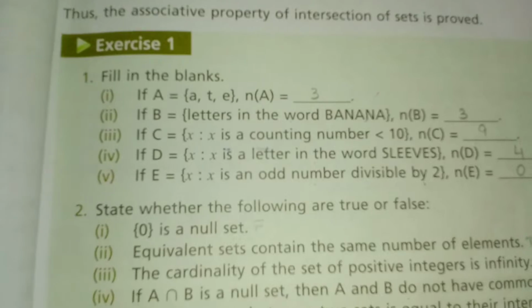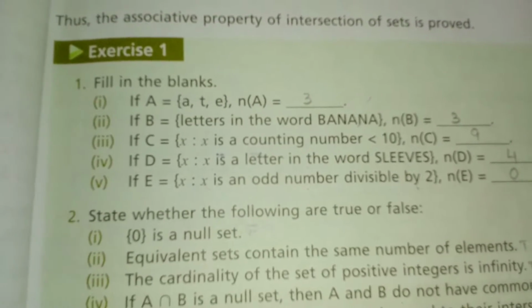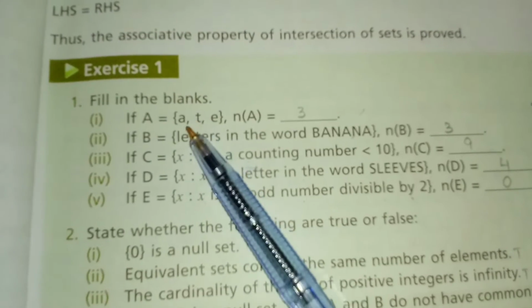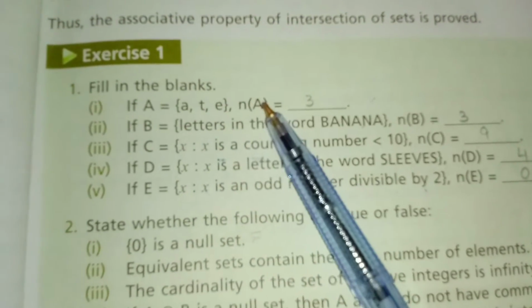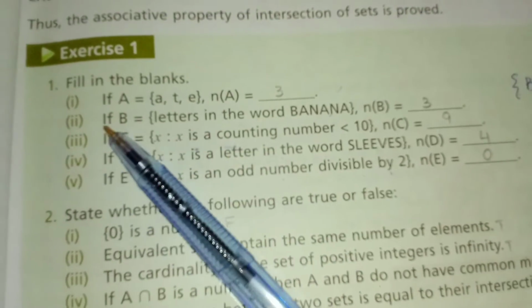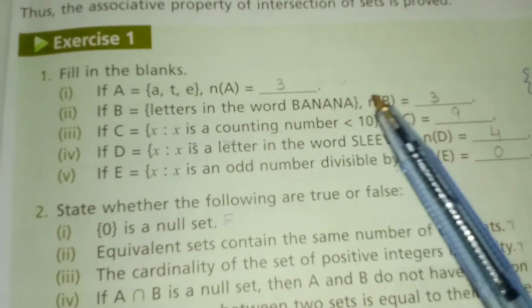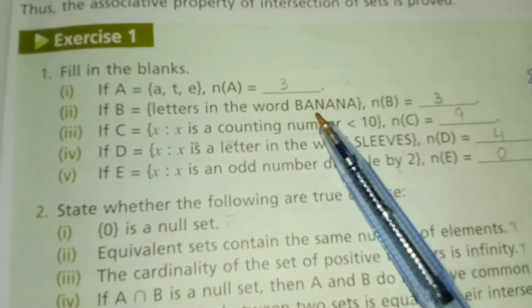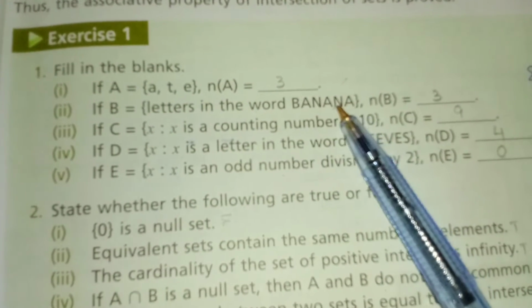Okay students, now move to exercise number 1. We have to do the relevant questions. Question number 1 is fill in the blanks. If A is equal to {A, T, E}, the number of elements in the set A is 1, 2 and 3. If B is equal to the letters in the word banana, the number of elements in the set B is 3 because B, A and N are the unique elements and A and N are in repetition.